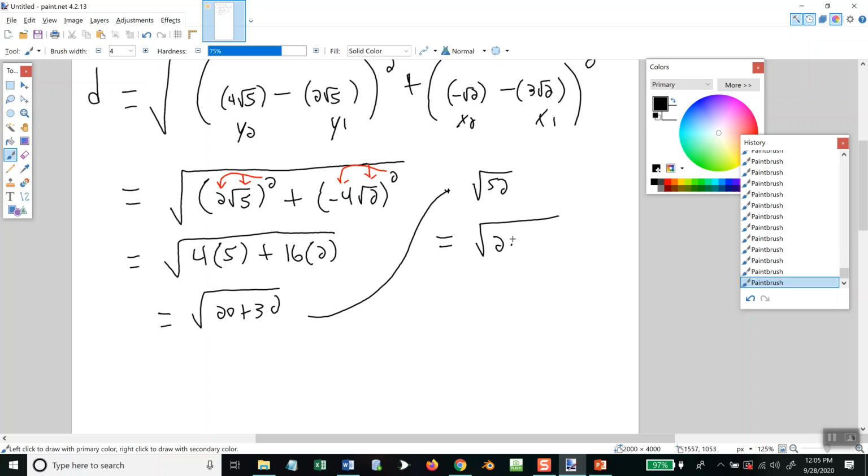And you always want to simplify your radical. 2 times 26. 26 is 2 times 13. We're looking for a pair of somethings. Here's a pair of 2s, so a pair of 2s comes out. And our answer is 2 square root of 13.